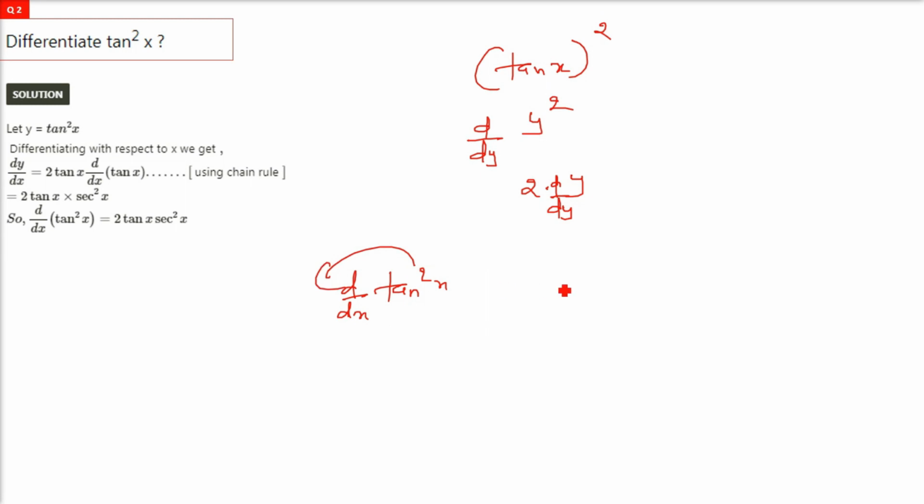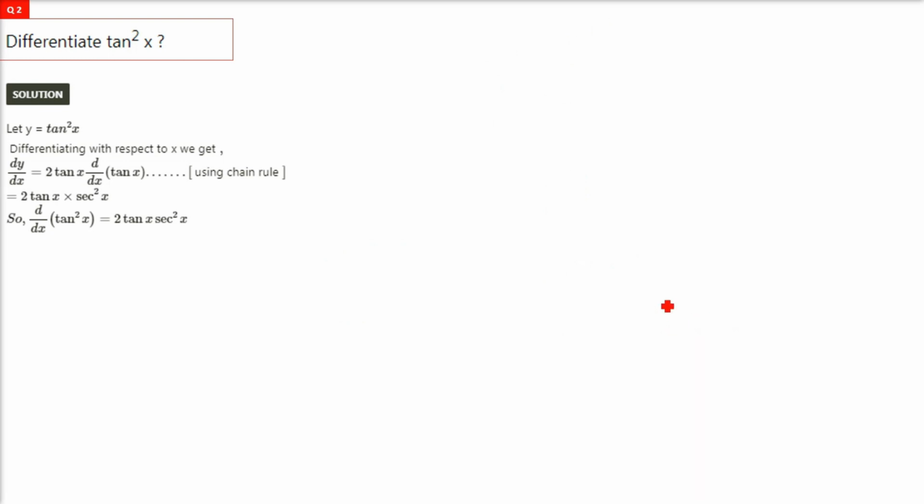So d by dx of tan square x is 2 into tan x. Now you have to differentiate tan x also. That is the chain rule. So now 2 tan x, and again the differentiation of tan x is sec square x. So this is going to be 2 tan x sec square x. Okay, so this is how it is done.